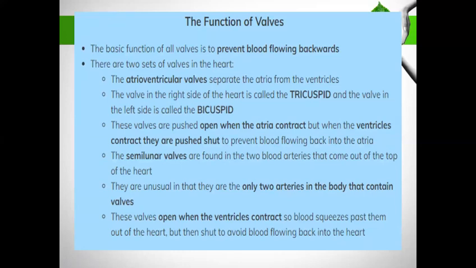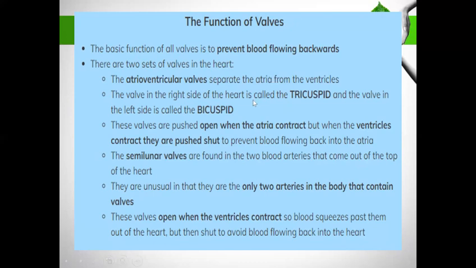The function of valves. What is the function of a valve? The function of a valve is to prevent the backflow of blood. For example, the atrioventricular valves prevent the backflow of blood, meaning the blood enters into the ventricle, then it does not go back to the atrium again.